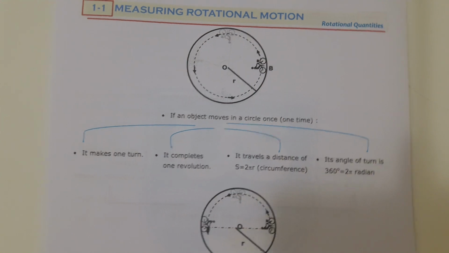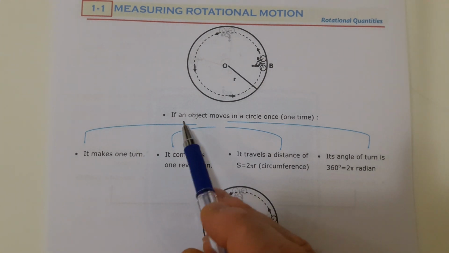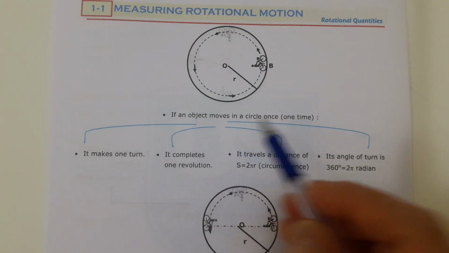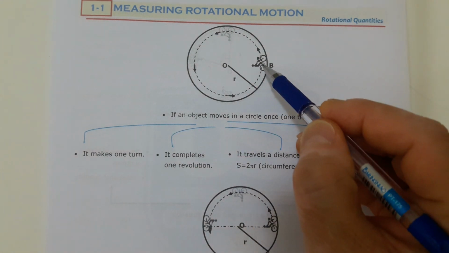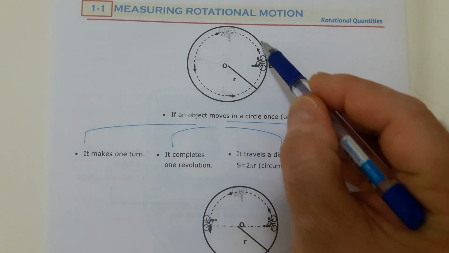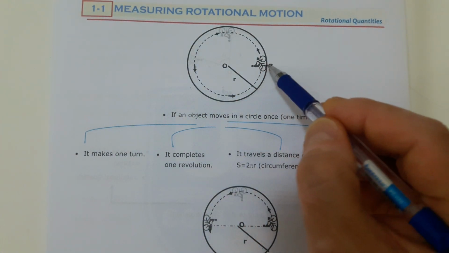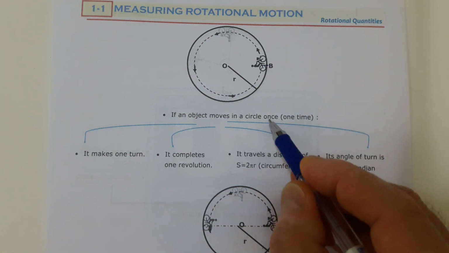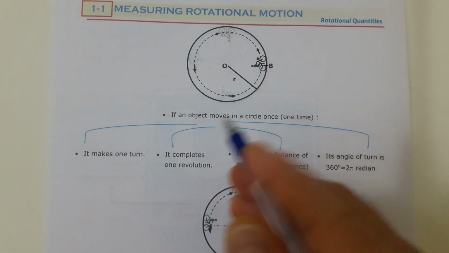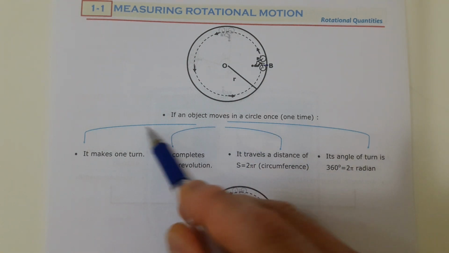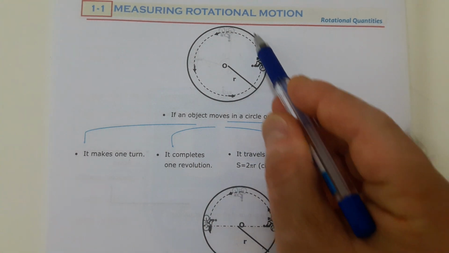And then we are going to define the first full circle. If an object moves in a circle once, say it starts from B, follows the circular path and comes again to B, it is rotating once. We say that the object makes one turn. This is called one turn.